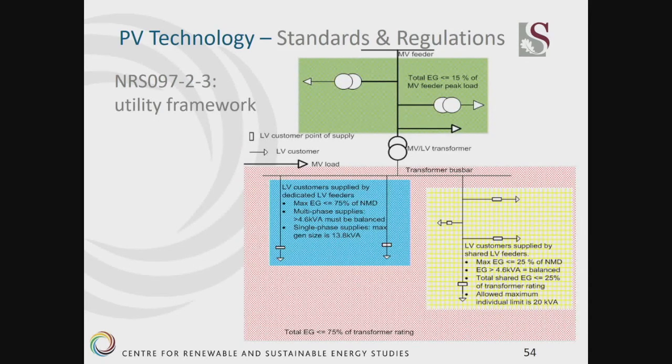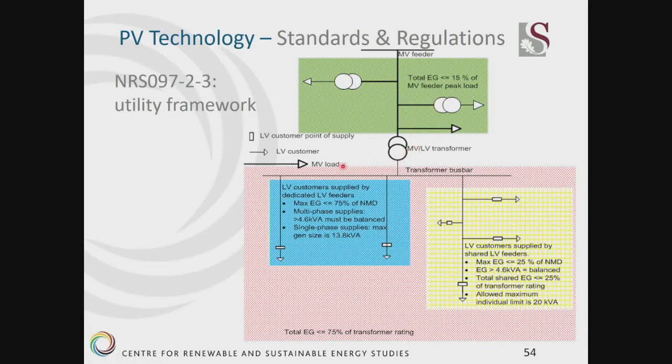Then this regulation or standard also dictates how much can be connected to a certain line, and here we can see if you have a total energy on an MV feeder, so this is medium voltage, typically ESCOM, you can have a total embedded generation of equal or smaller than 15% of the medium voltage feeder peak load. This is to make sure that you don't overload the transformers or the lines.